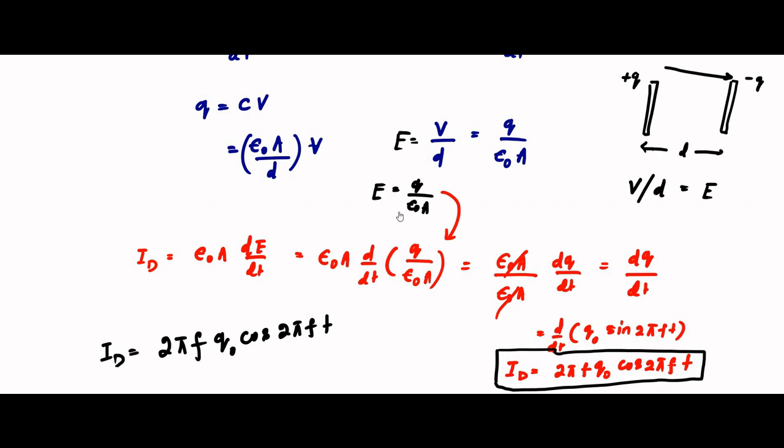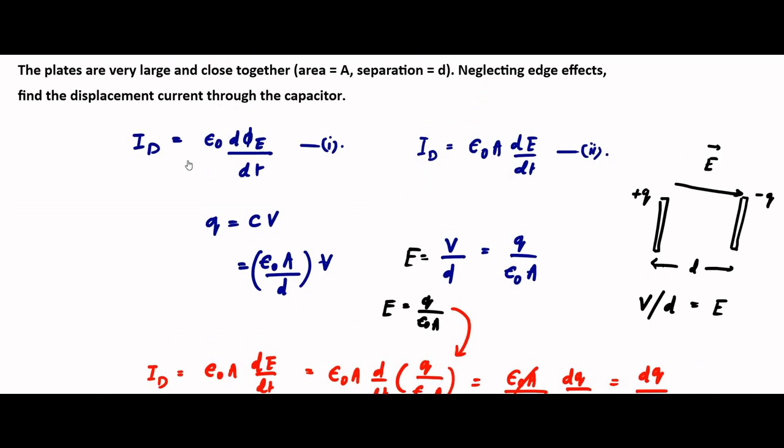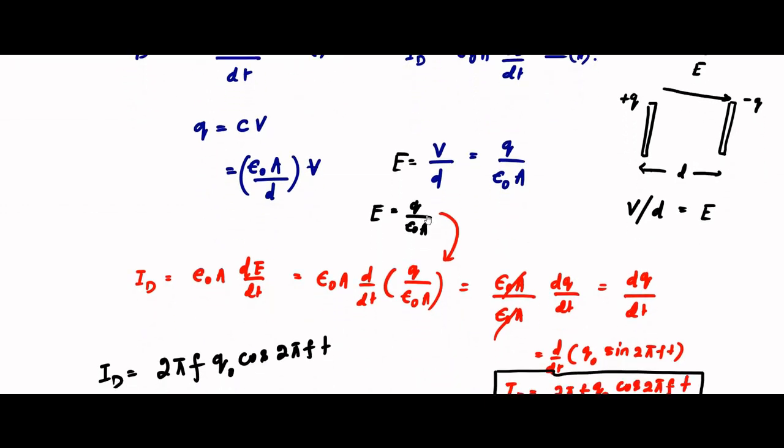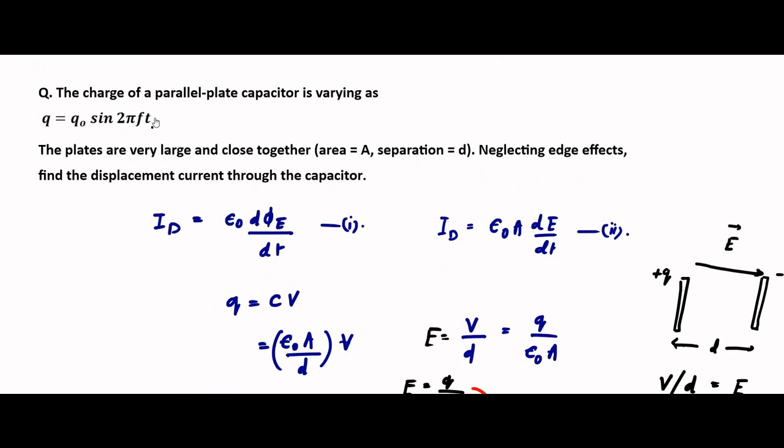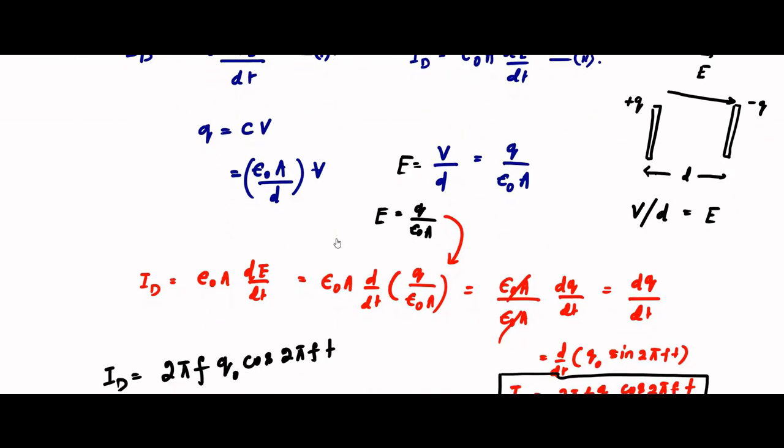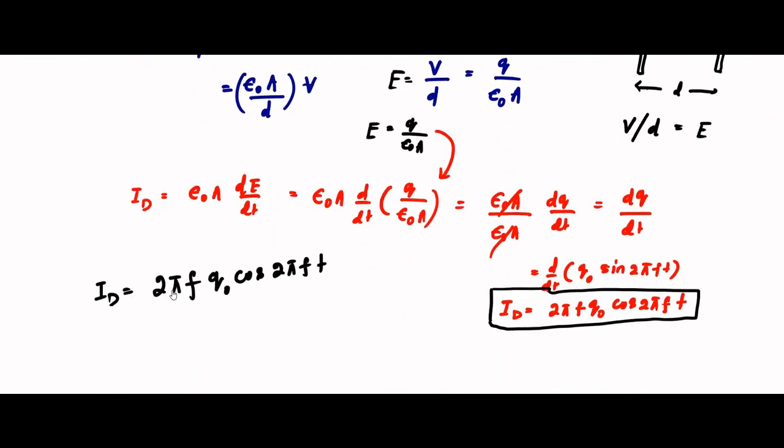So here, we first wrote down all the expressions of displacement current, and then we manipulated them in a proper way so that we can use the parameter which is given in the question, which was only the time varying charge across the parallel plate capacitor. So we did that and we got the result.